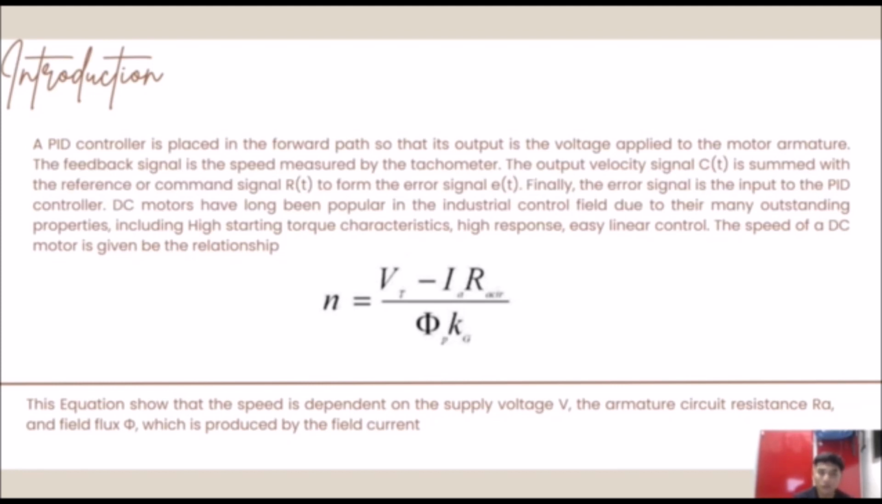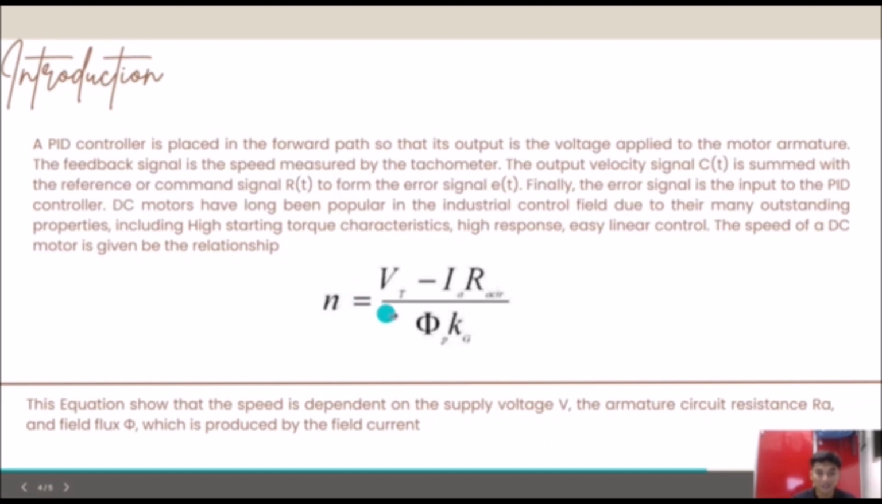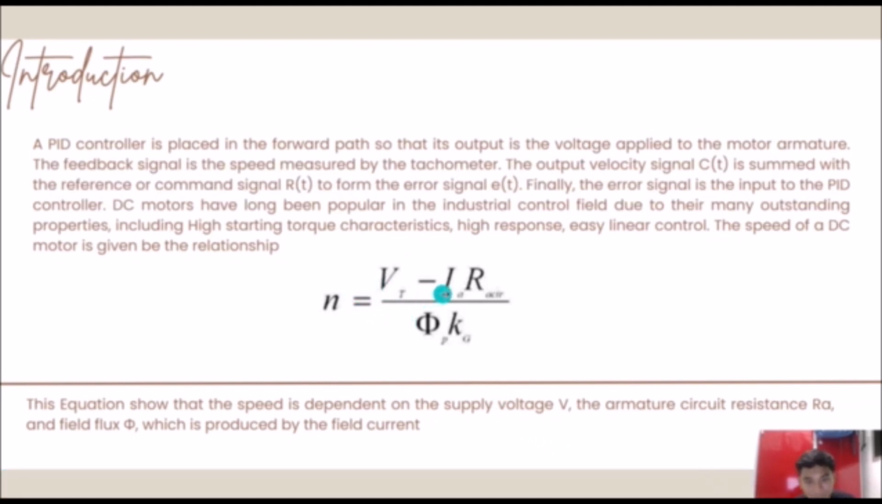DC motors have long been popular in the industrial control field due to their many outstanding properties, including high starting torque characteristic, high response, and easy linear control. The speed of a DC motor is given by the relationship N equals V minus IR per K.